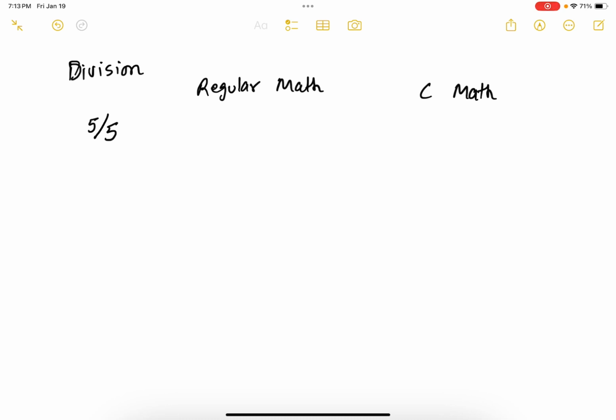5 divided by 5 in regular math would result in a 1, and in C math it's still a 1. No problems there. 5 divided by 2 in regular math is going to yield 2.5, but in C math it is going to yield a 2.